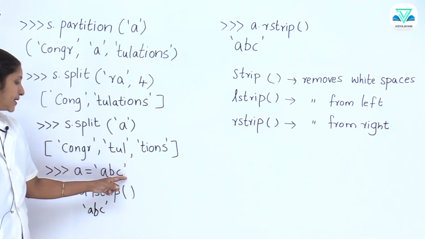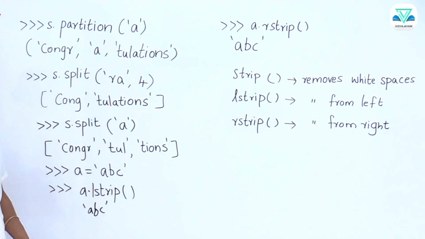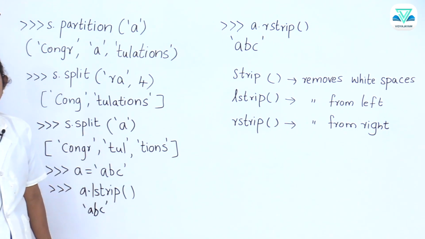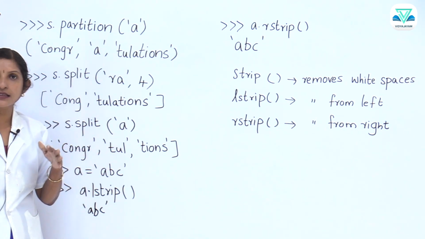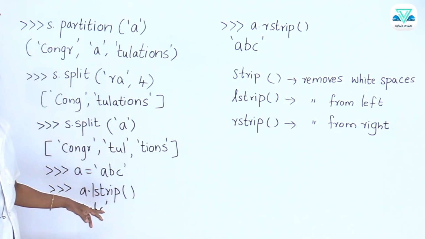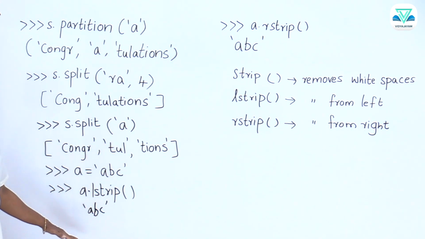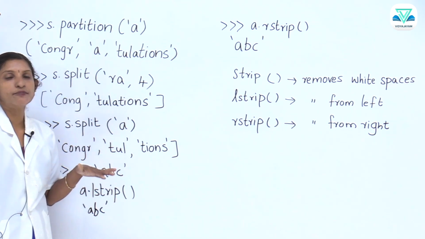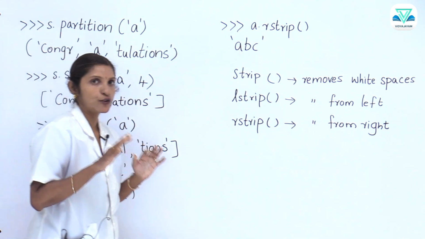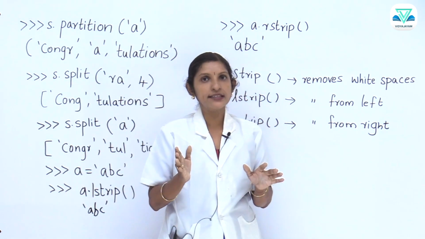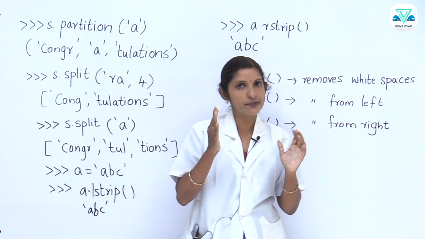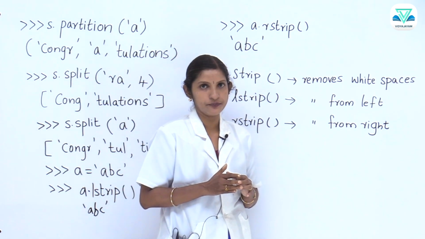Next, a equal to ABC, a.lstrip(). We have got a function called strip which will automatically remove the white space from that word or sentence. It can remove the white space either from the left side or from the right side. The lstrip function will remove the left side space just before that particular word is printed or just before that particular word is located in the memory. But actually when we see that in the output, we may not feel the difference, but we should think that there will always be some space after the word and before the word, and that space will be removed with the help of this function called lstrip.